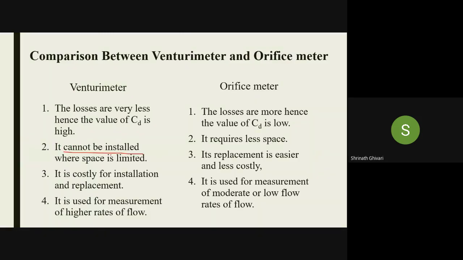A Venturi meter cannot be installed where space is limited. An Orifice meter requires less space. As I have told you, a Venturi meter is costly to install and replace, but an Orifice meter is easy and less costly. The main difference is that we use a Venturi meter to measure high flow rates, but an Orifice meter for moderate and low flow rates. So these are the differences, or comparison, between the Orifice meter and Venturi meter.